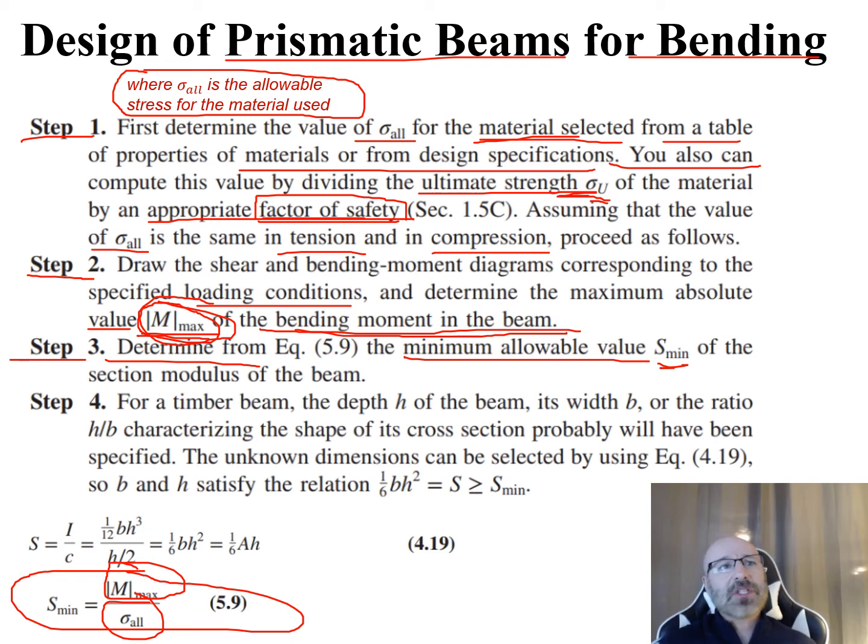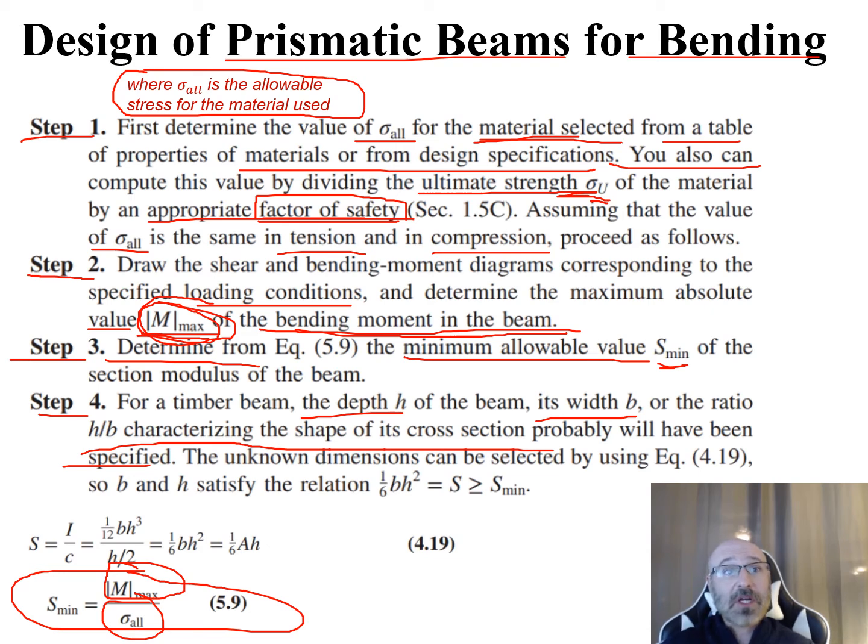We're in step 4. Let's just take, for example, a timber beam. So the depth H of the beam and its width B, or the ratio of H to B, characterize the shape of its cross section. Now this probably will have been specified, but there are cases where they don't specify this. In the design process, especially as we move forward with future courses and your curriculum, there's going to be less and less information handed to you in the problem statement. This is stuff that you need to actually come up with in the design process.